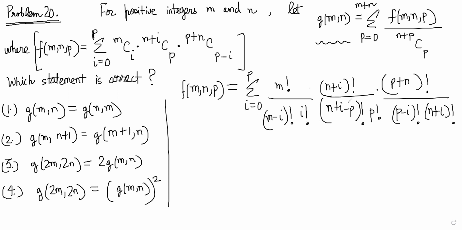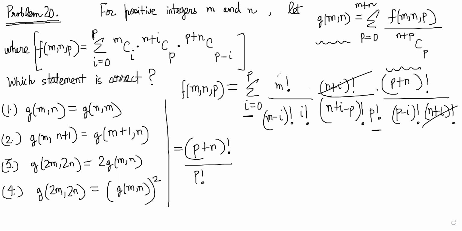So this is a summation. The summation is over the variable I. And you can easily see that n plus I factorial gets cancelled here, right? n plus I factorial gets cancelled. And let's take out the terms that do not depend on I, right? Summation is over I, and we can take out this p plus n factorial outside, p factorial outside. So I will say p plus n factorial outside and p factorial outside.